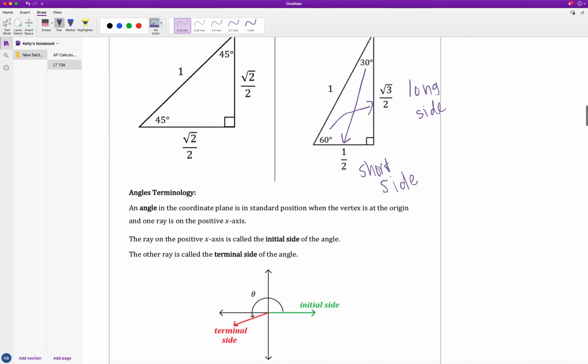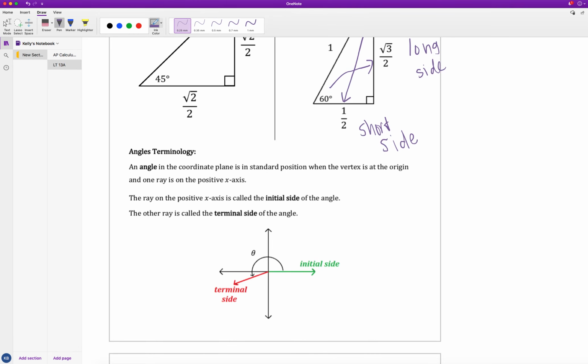Now the next thing we're going to talk about is some terminology for how this is going to work on a coordinate plane. So we've looked at angles inside of shapes in geometry class, but we need to look at how this works if I'm now on an x and a y axis. So the first piece of terminology is, what is an angle? An angle in a coordinate plane is in standard position when the vertex is at the origin. So the vertex of my angle is right here at the origin, and one ray is on the positive x-axis.